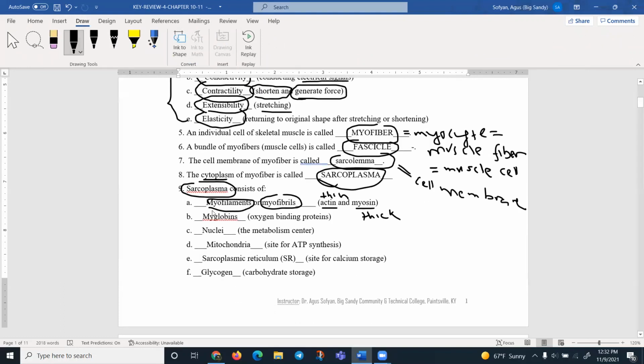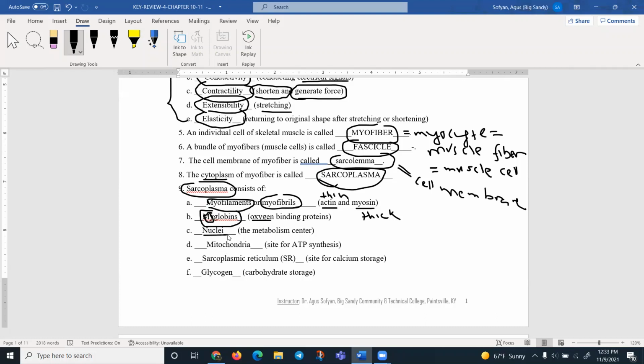And then there's a protein structure called myoglobin. Remember, hemoglobin is the same type of protein. Hemoglobin is a protein that carries oxygen in the blood. And because this is myoglobin, this is the molecule that carries oxygen in the muscle cell.